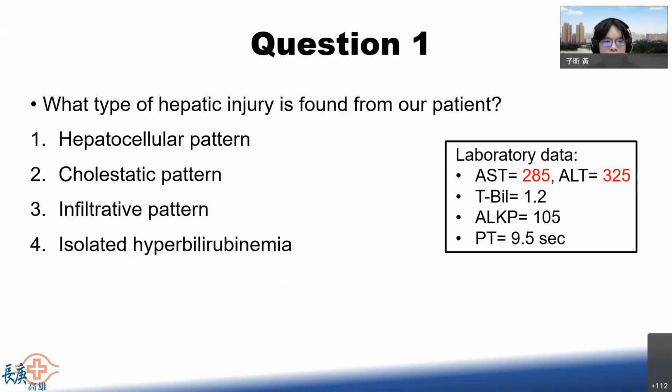So what type of hepatic injury is found in our patient? I marked the abnormal values in red. I'm pretty sure you all can tell that this is a hepatocellular pattern, because only the AST/ALT are elevated, and bilirubin and alkaline phosphatase are normal.